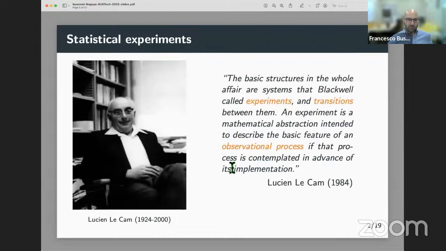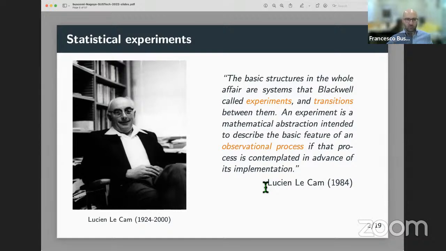So what did Blackwell do? Here is Lucien Le Cam that essentially summarizes in one sentence, in the introduction of Le Cam's famous book about asymptotic estimation theory. He says: the basic structures in the whole affair are systems that Blackwell called experiments and transitions between them. An experiment is a mathematical abstraction intended to describe the basic feature of an observational process if that process is contemplated in advance of its implementation. This is a little bit complicated to understand perhaps, but we can see what it means.